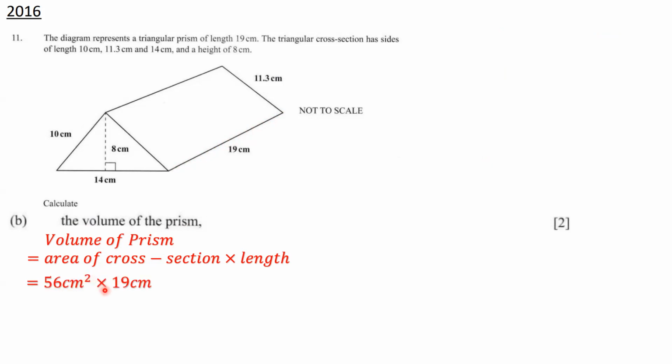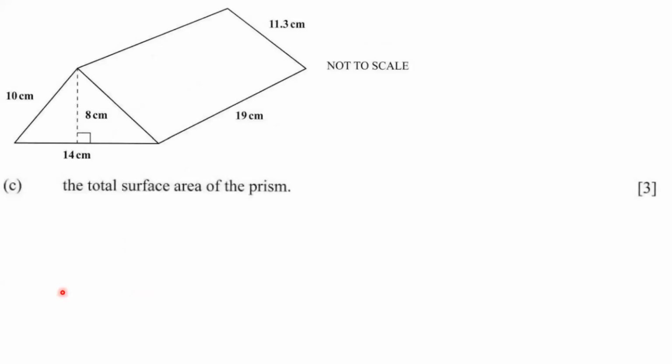Now we're going to multiply that with our length, which is 19 centimeters. And so when we multiply that, we get 1,064 centimeters cubed, and that's going to be the volume of the prism. Okay, now here they want us to figure out the total surface area of the prism.